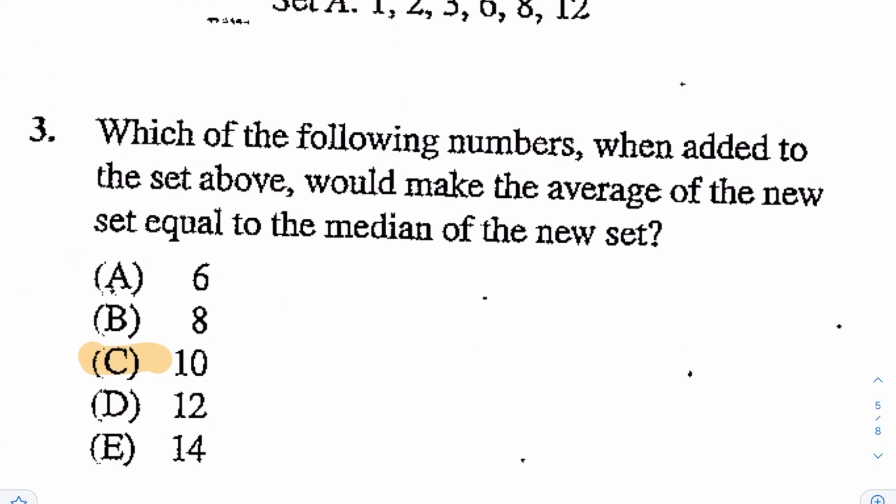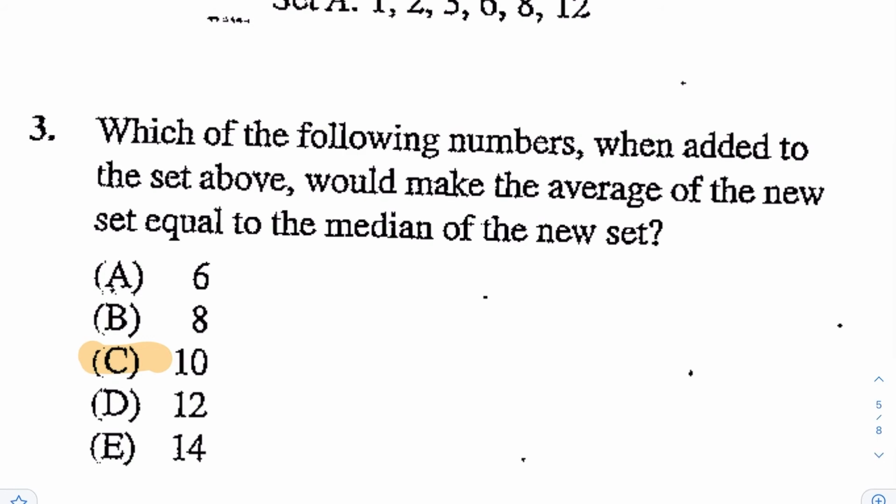For number 3, which of the following numbers, when added to the set above, which contains 1, 2, 3, 6, 8, and 12, would make the average of the new set equal to the median of the new set? So the median right now, here you have to add a number to it. So the two keywords here are the average and the median. So the median is the middle number, and the average is just the total divided by the number of data.